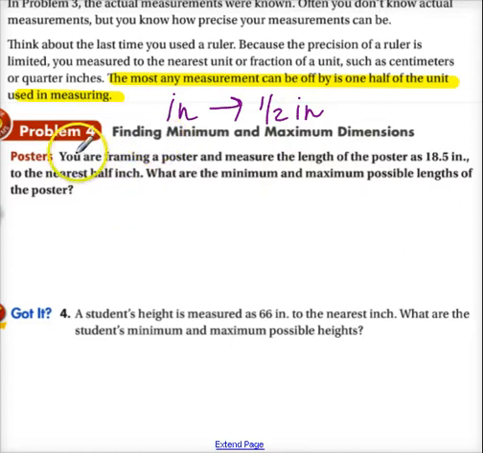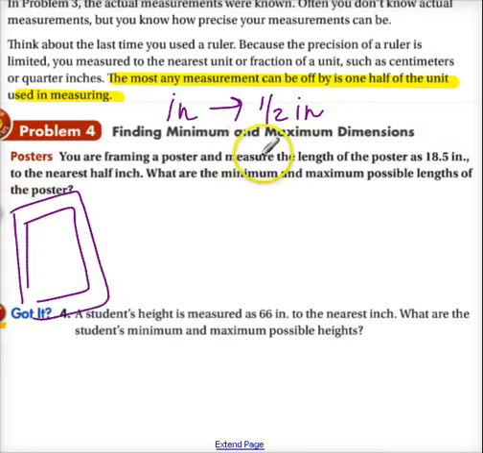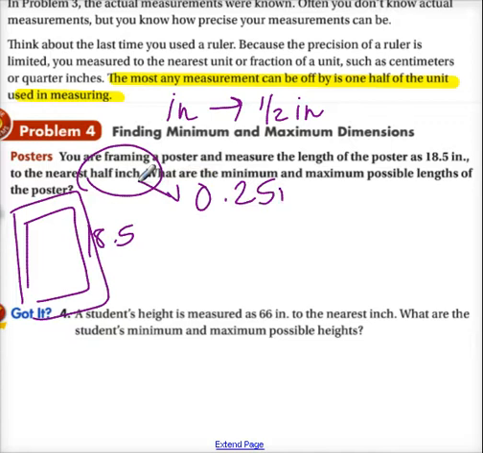Okay, so say you are framing a poster, you want to put a frame on it, and you measure the length of the poster as 18.5 to the nearest half inch. What are the minimum and maximum possible lengths of the poster? Okay, so right away we're measuring in half inches. So our error can be half of that, 0.25 inches. That's how much error we can have since we're measuring to the nearest half inch.